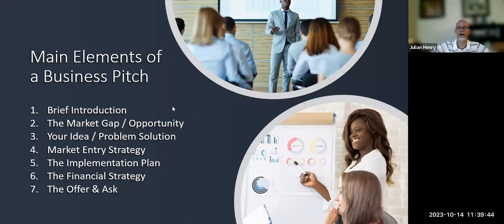But the elements of a pitch typically follow these steps here. If you look at the bullet points, it says a brief introduction. That's a brief introduction of yourself, who you are, what's your experience, and why you came up with this idea, or what led you to this circumstance, right? You can be yourself, or talk about different aspects of yourself that you think might be interesting. For a professional pitch, I would keep it to professional aspects of myself, right?